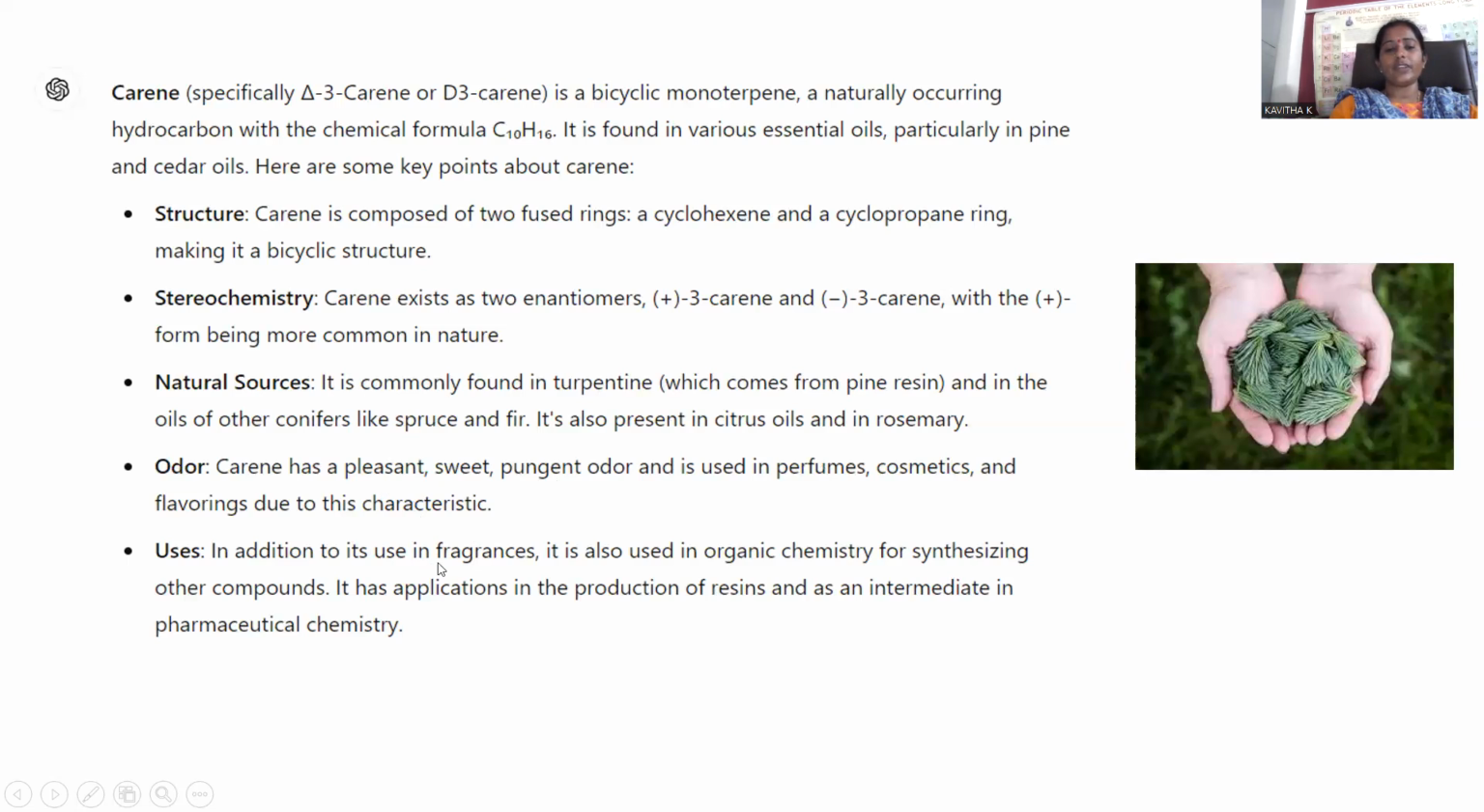In addition to its fragrance, it is also used in organic chemistry for synthesizing other compounds. So it is a kind of raw material to synthesize bulk materials. It is a synthon in organic chemistry. It has applications in the production of resins and as an intermediate in pharmaceutical chemistry. In pharmaceutical chemistry also, this is the material from which many final products are transformed.